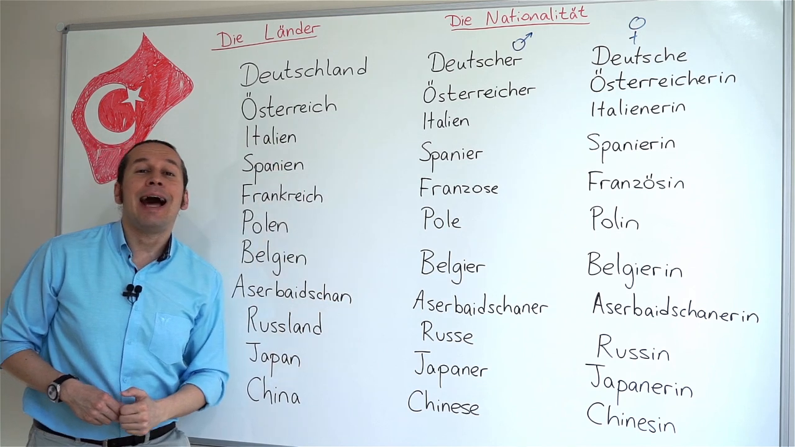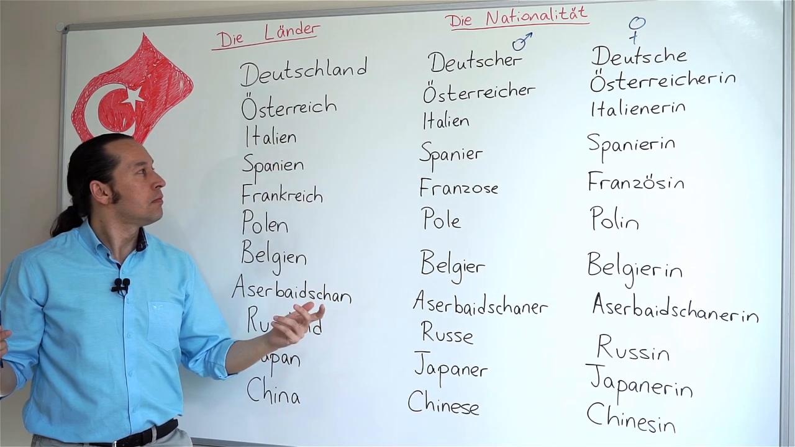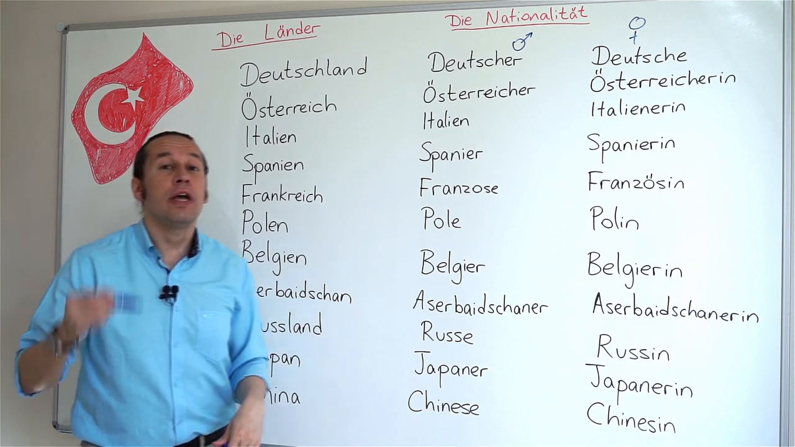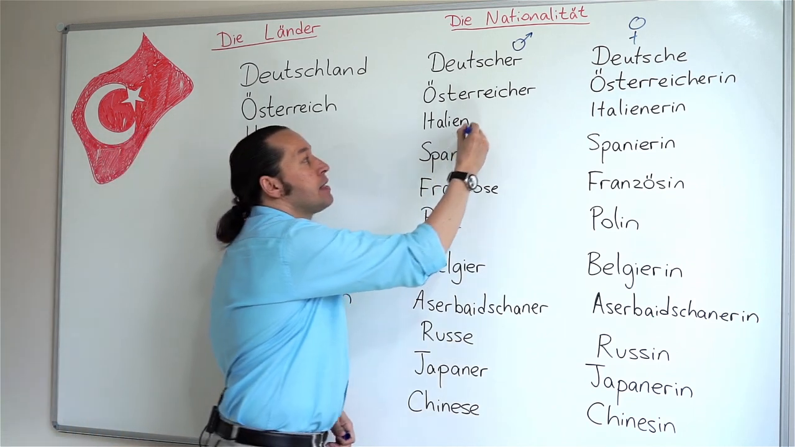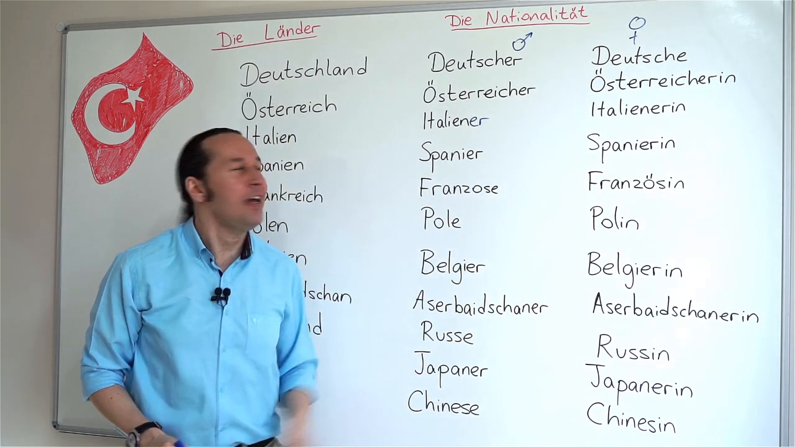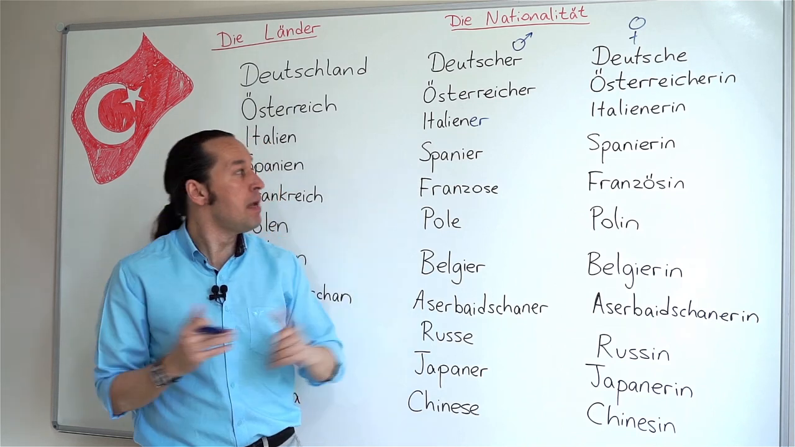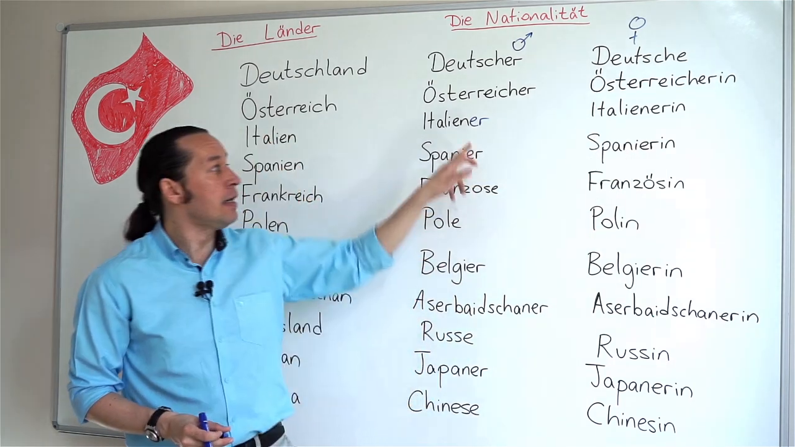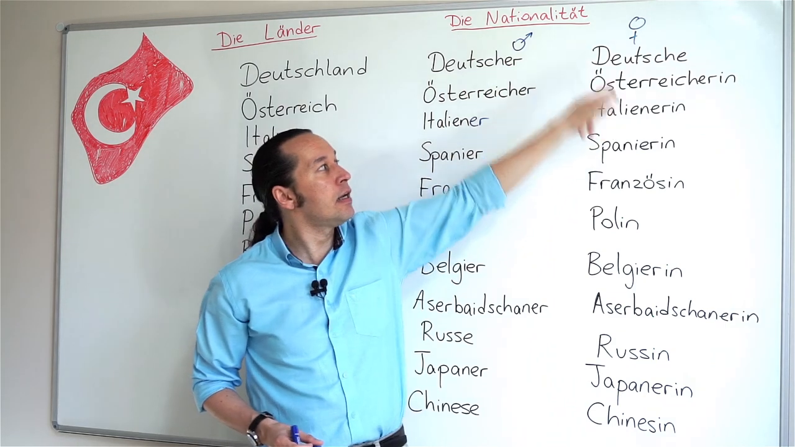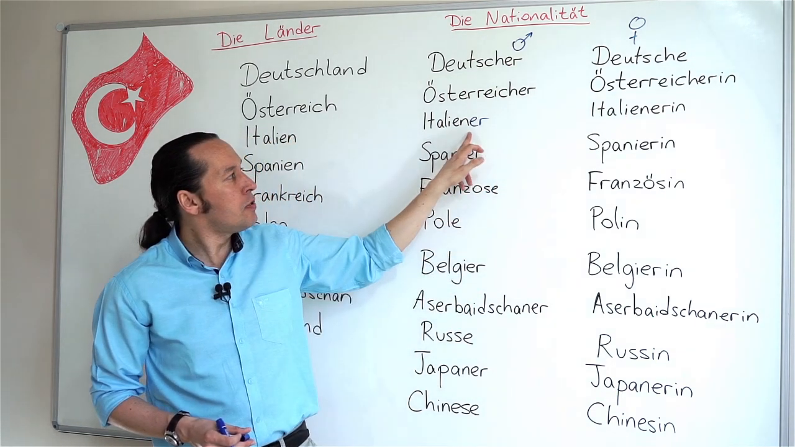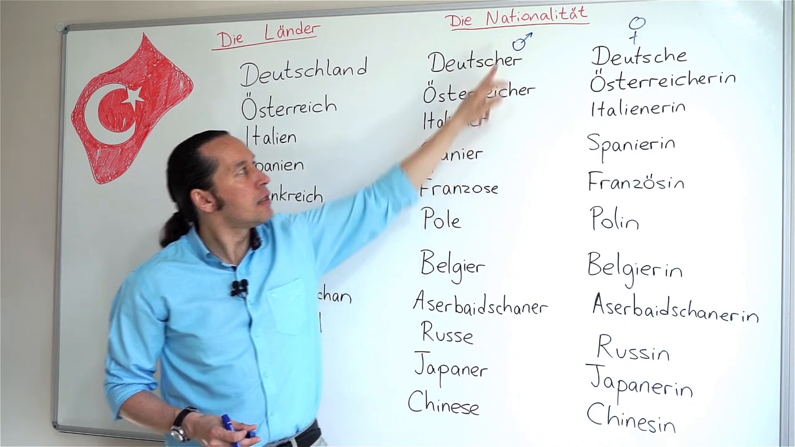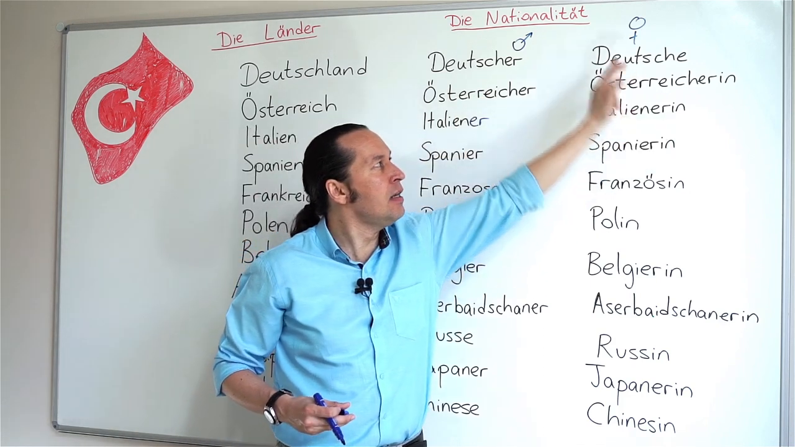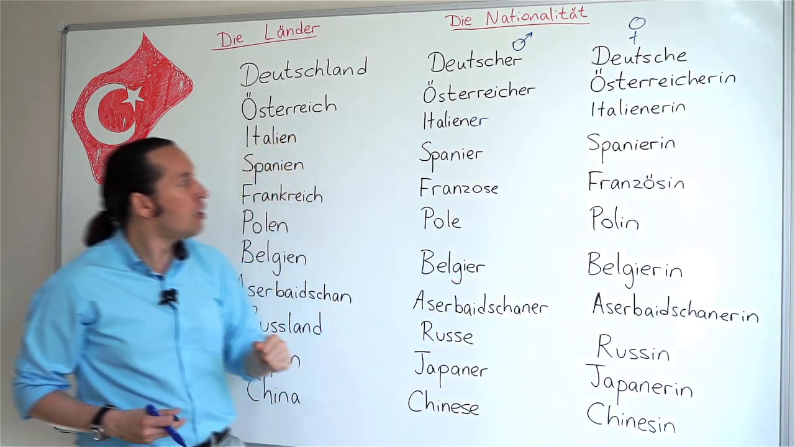Here we have Italian, this is Italy. If I mention someone who is a male Italian, I'll say then Italiener, okay? Italiener stands for Italian male person. If it's a female person, then I'll say Italienerin. Italiener for a male person, Italienerin for a female person. So, as you have noticed here, er stands for a male person in general, and en in general would be a female person.